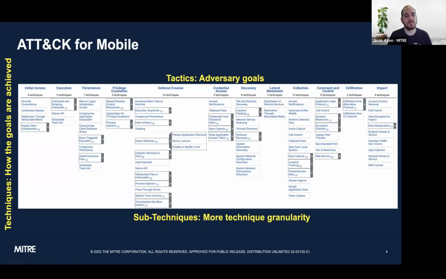So this is what the ATT&CK for Mobile matrix looks like right now. Across the top, you have your tactics, which are your adversary goals. So just to look through a few of these here, we have initial access, for example, so how the adversary gets initial access to the device. Or you have your defense evasion, how the adversary rather tries to work around some defenses that may be present on the device. And then in your vertical, you have your techniques, which is how the adversary achieves these goals.